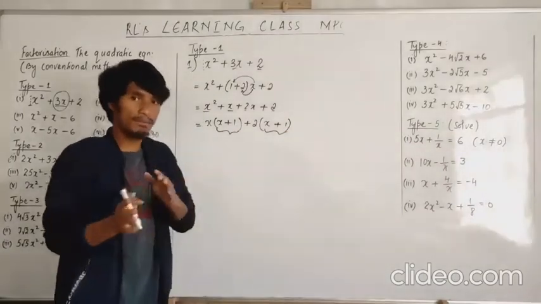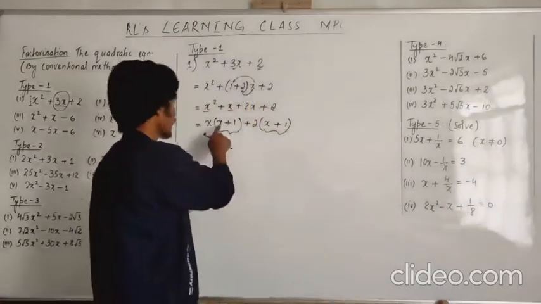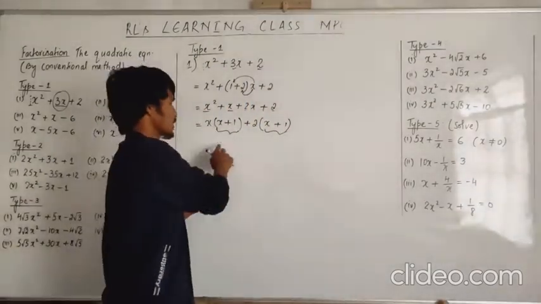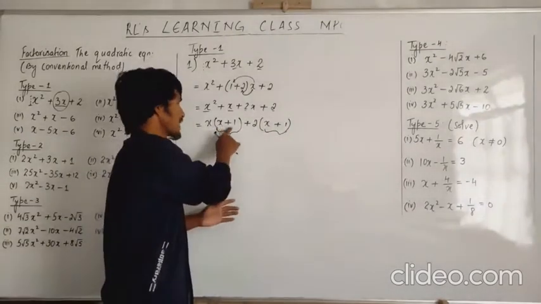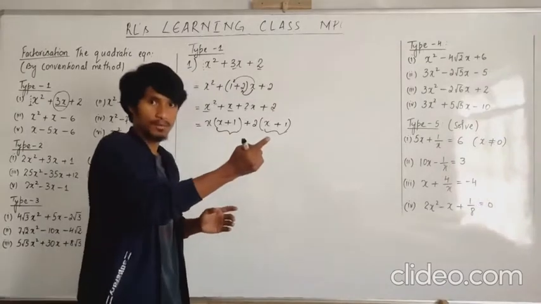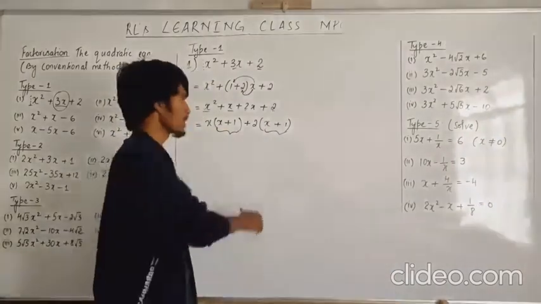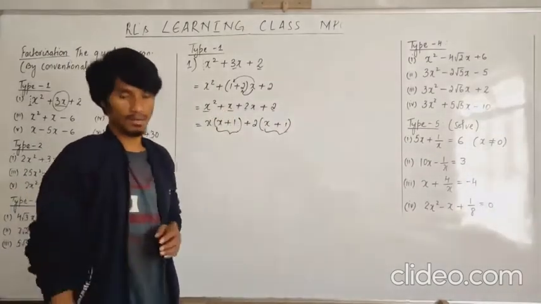The value or the number or the parameter should be the same. Here I got x plus 1. Here also I got x plus 1. Please, if you got here x plus 1 and here you got x plus 2, that will be wrong. If you got here x minus 1, then here also you have to get x minus 1. If you got here x minus 2, then here also you have to get x minus 2. But if you got here x plus 2 and here x minus 2, that is wrong. Okay.